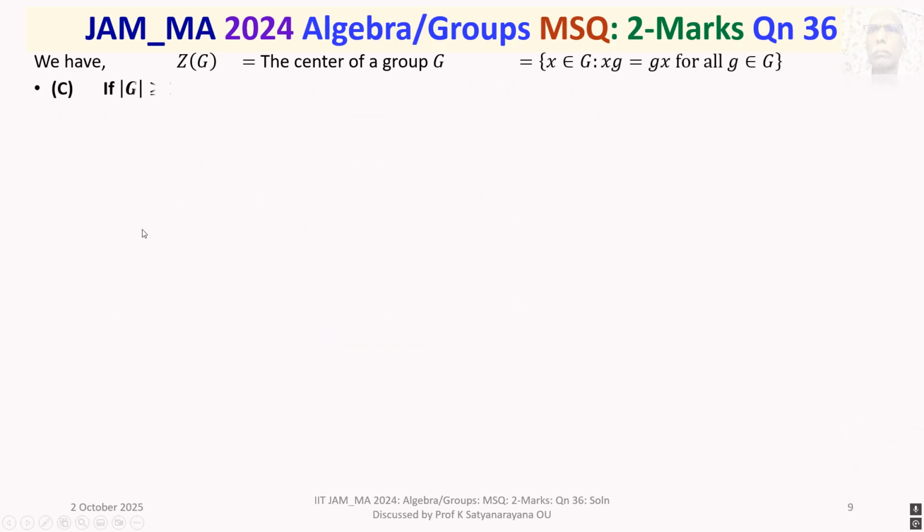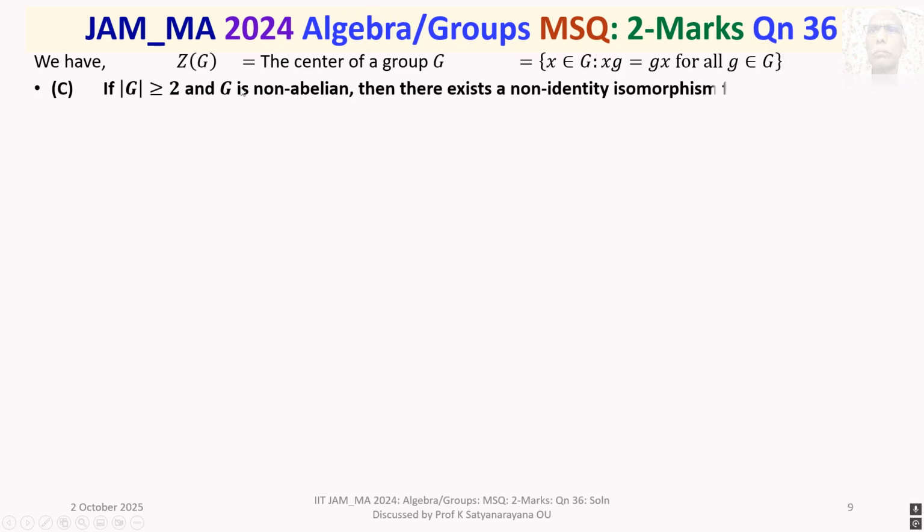Option C, right. If order of G is greater than or equal to 2, G is non-abelian, then there exists a non-identity isomorphism from G to itself.